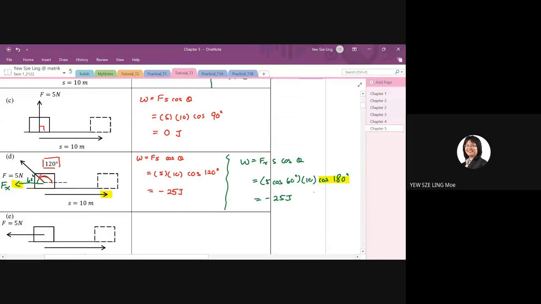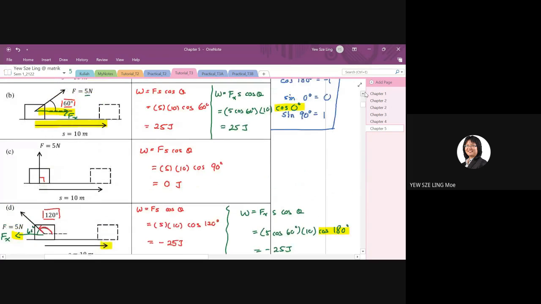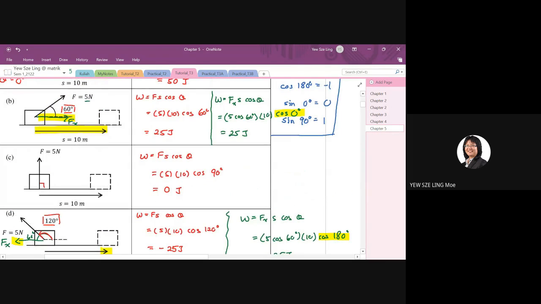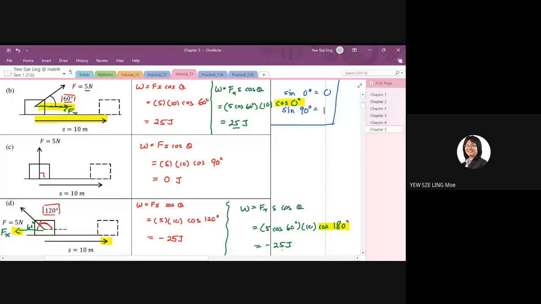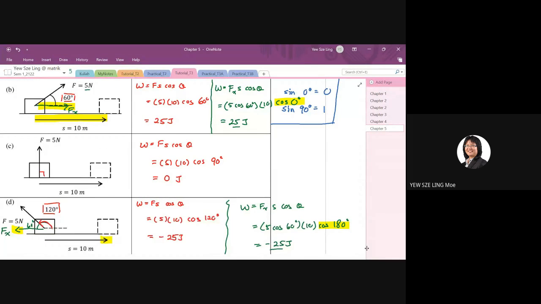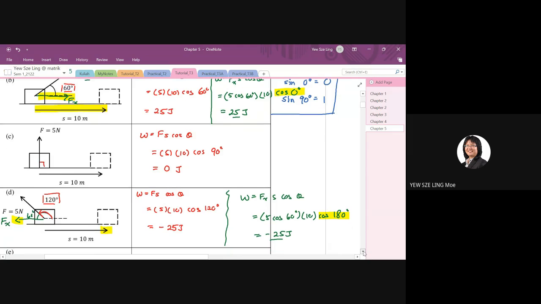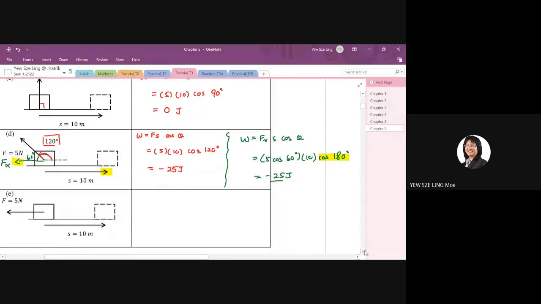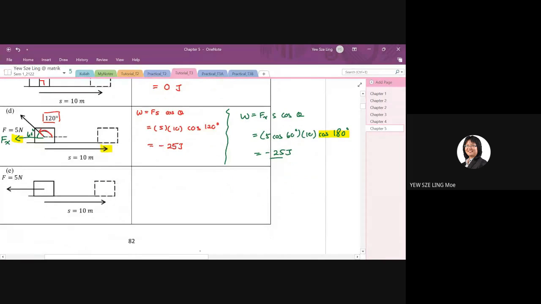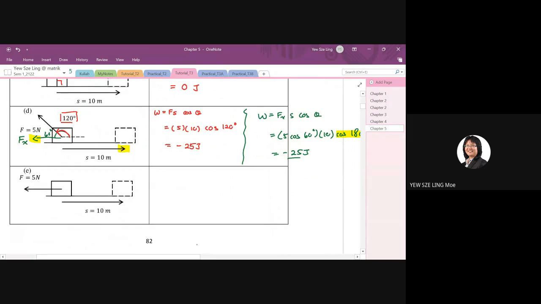Okay, -25 joule. So in the previous question, where we have cos 0 degree, we end up with +25 joule. Now we have 180 degree, it ends up -25 joule. So the method in green color actually just gives you the direction, the sign convention in your final answer. So what does it mean by negative? Negative means energy loss, the work done to overcome the frictional force, for example. Okay, so that one is considered as energy loss.